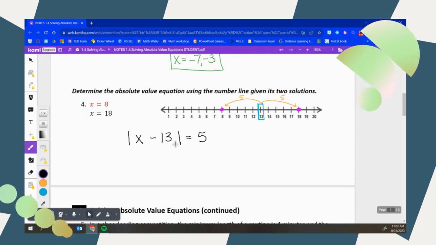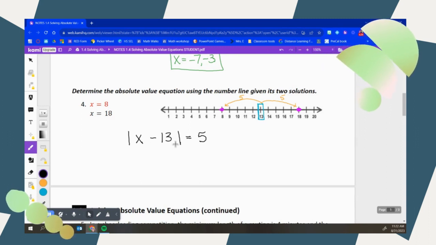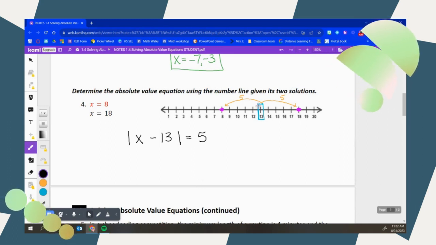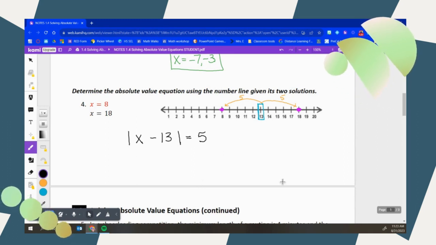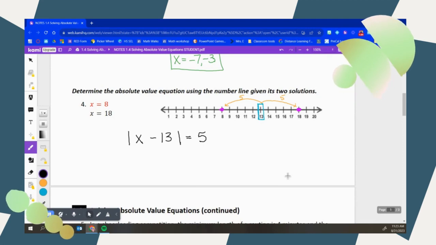All right, did you guys kind of follow me? Are we okay? Making sense kind of how to work backwards? If you can work it backwards, then I think you really understand the concept. How did you figure out 13 as our starting point? It's in the very middle of 8 and 18. Right, so the starting point has to be the midpoint of those two solutions.